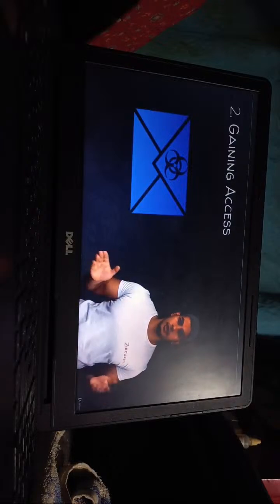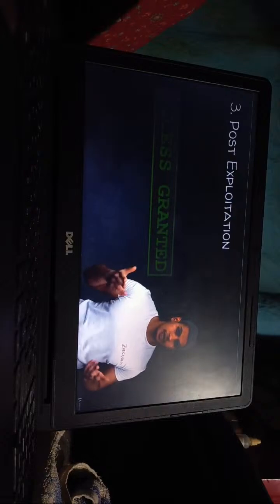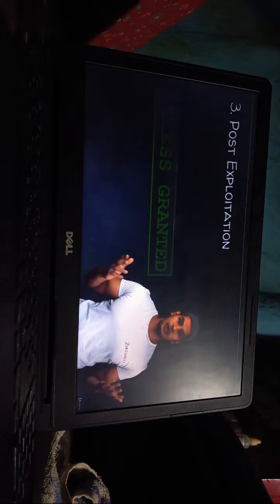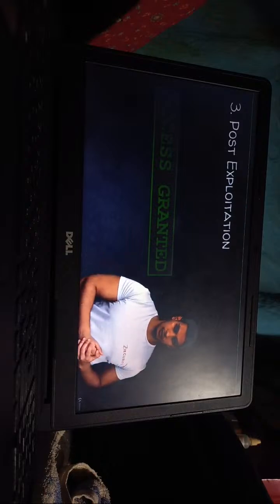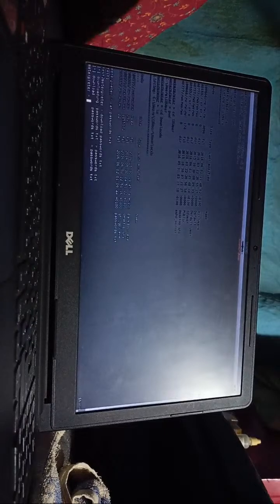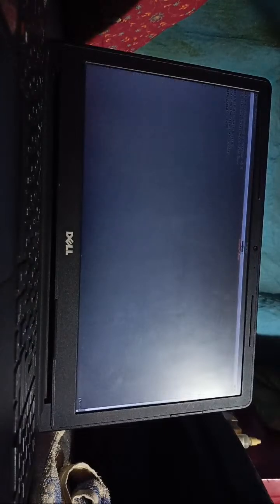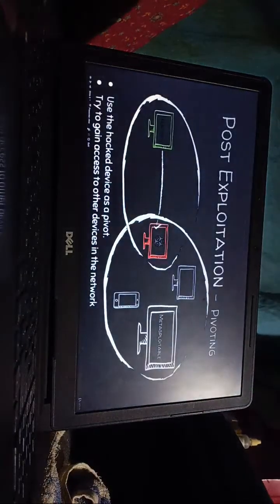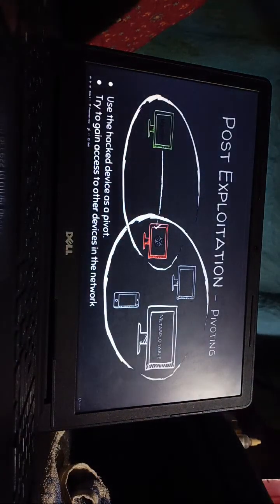Once done with all of this, we'll move to the post-exploitation section, where you'll learn what you can do with the access that you gained in the previous sections. So you'll learn how to interact with the file system, how to execute system commands, record keystrokes, open the webcam, and even use the hacked computer as a pivot to hack into other computers.